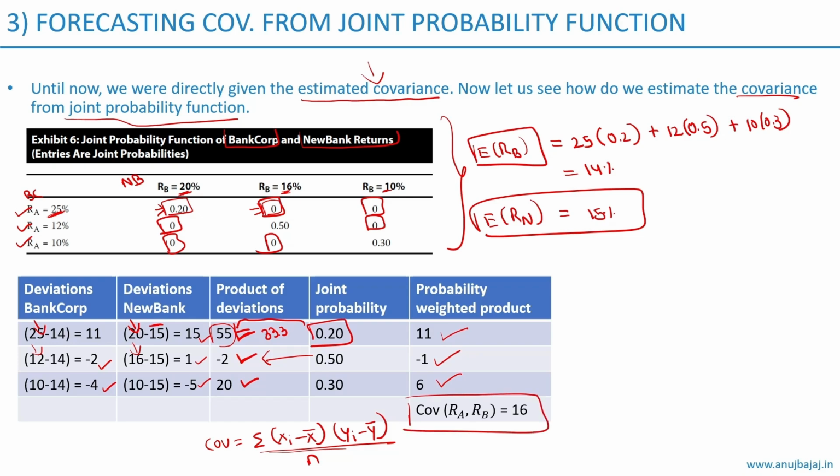So the first step in calculating the covariance is that we solve for the expected return of each asset. Then we calculate their deviations and then we multiply the product of deviation by the joint probability and then add all those probability weighted products to get the covariance. So on your exam, you will be given this joint probability matrix. Based on this, you need to calculate the covariance.